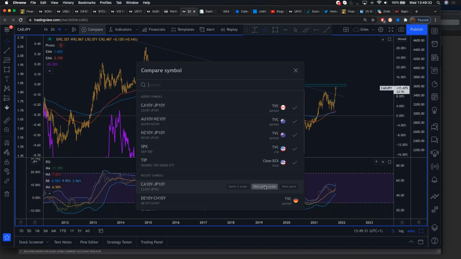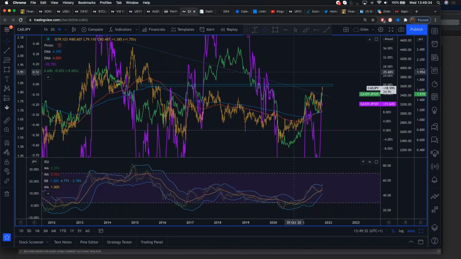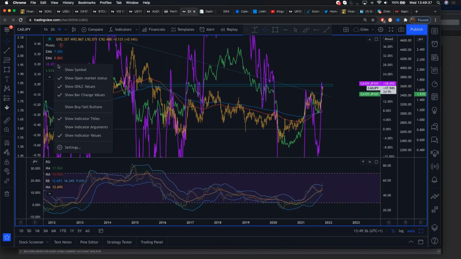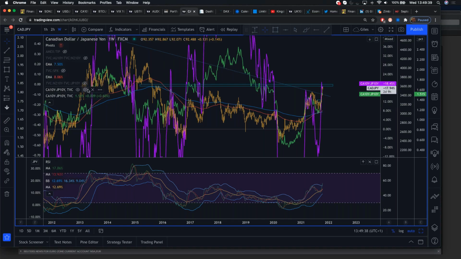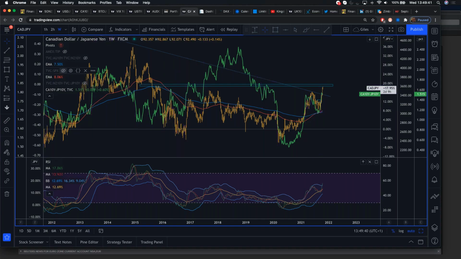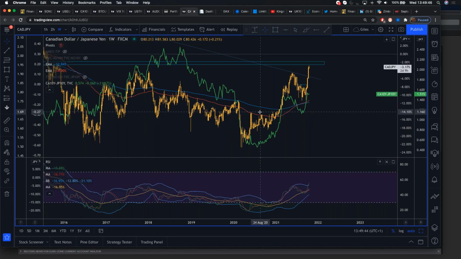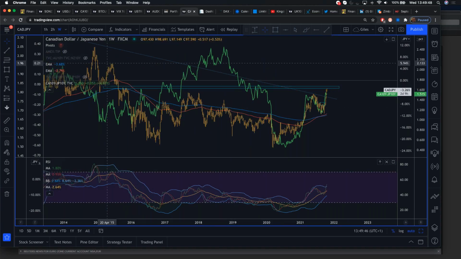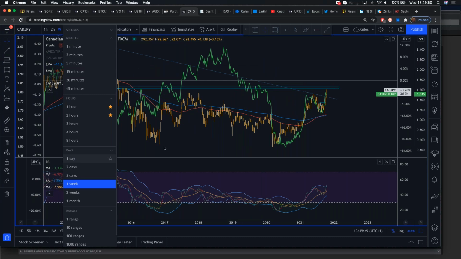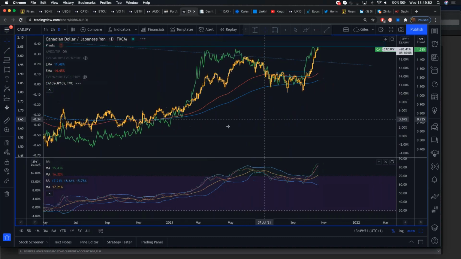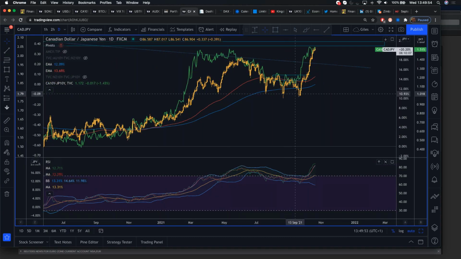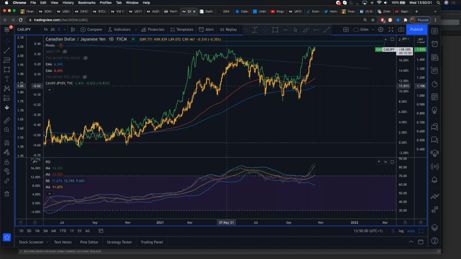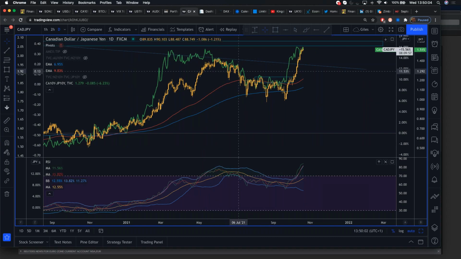That is now on the chart. We'll just get rid of that. Right, and you can see here, do you see how price tracks that yield spread? That is the bond yield spread between the Bank of Canada and the Bank of Japan. As the bond yield spread rises, the CAD yen pair rises. As the bond yield spread falls, look, the CAD yen pair falls.